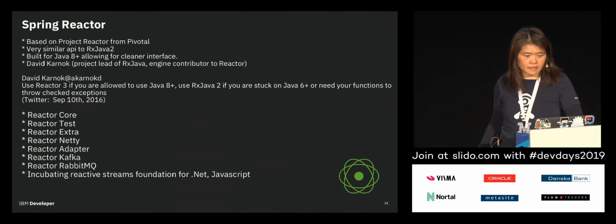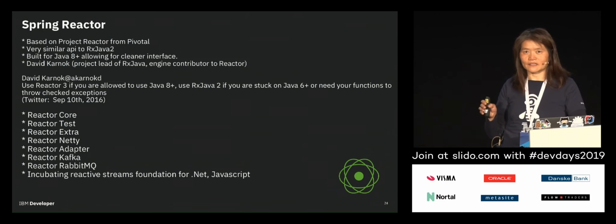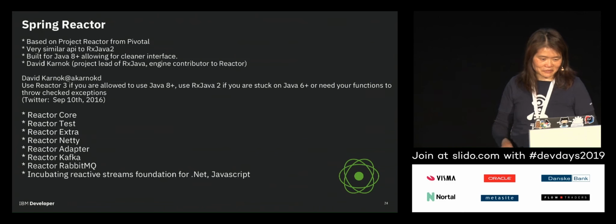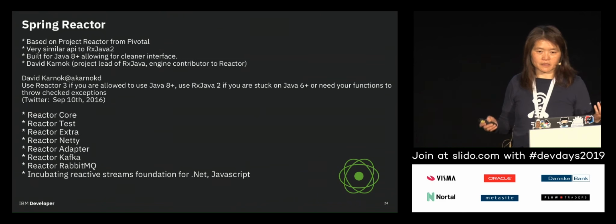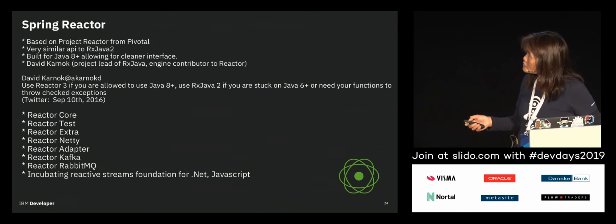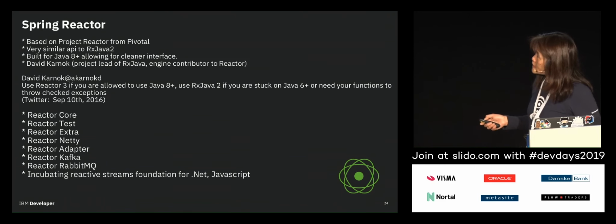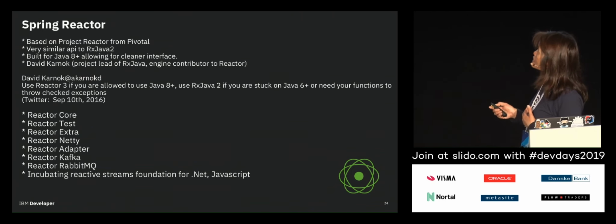Spring Reactor comes out of Project Reactor from Pivotal, and it has a very similar API to RxJava 2 because the two libraries were developed by similar groups of people. But Spring Reactor came out since Java 8, so it has a lot more support for streaming in Java 8 and a bit cleaner interface too. Just a quote here from David Karnok, who's the engineer for both libraries: he said to use Reactor 3 if you are allowed to use Java 8 or above, and use RxJava 2 if you're stuck on Java 6 or need your end functions to throw checked exceptions.